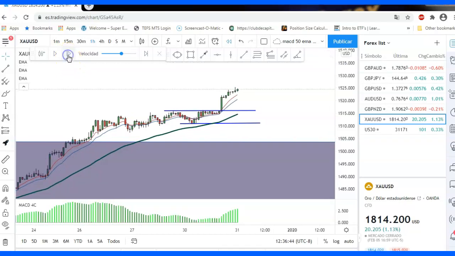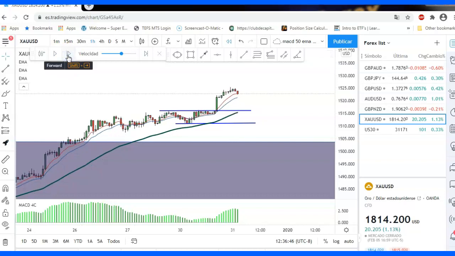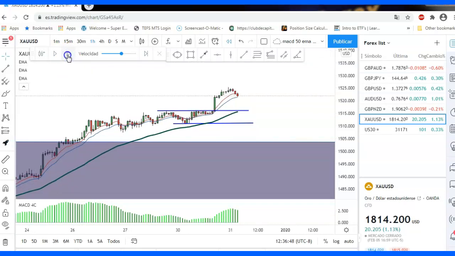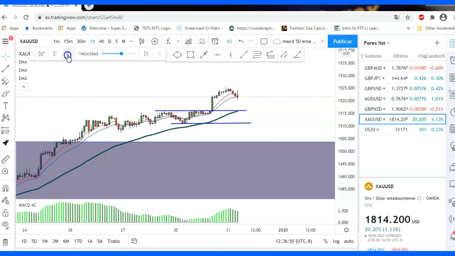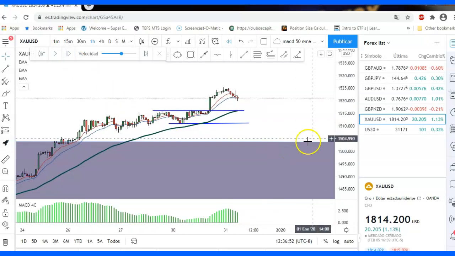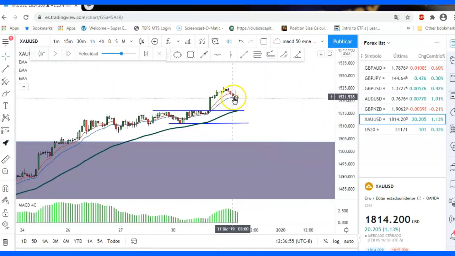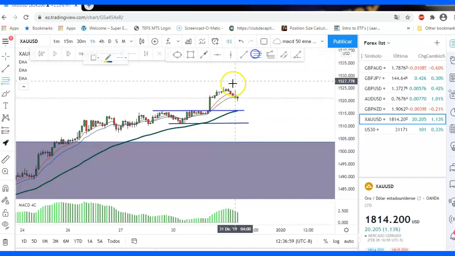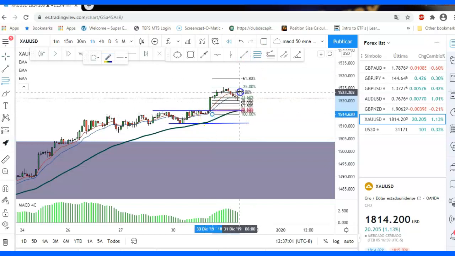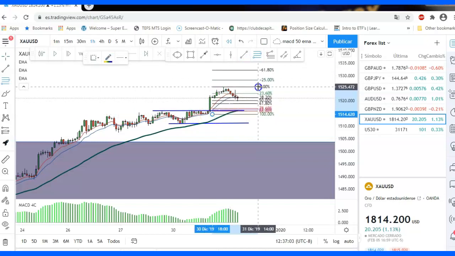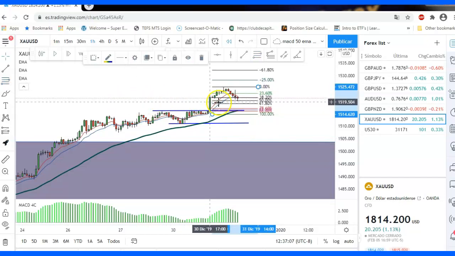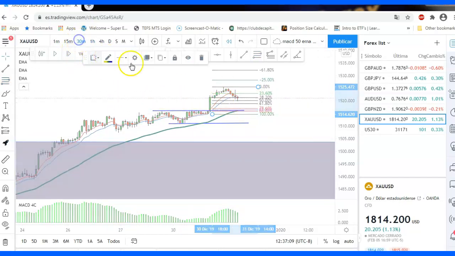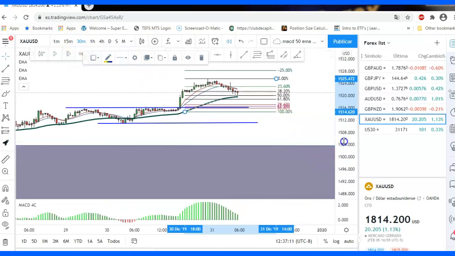Okay, I see a retracement there. I can probably, if that looks significant against this move right here, put my Fibonacci right there. And I'm going to go to 30 minutes so we can see the bigger picture.